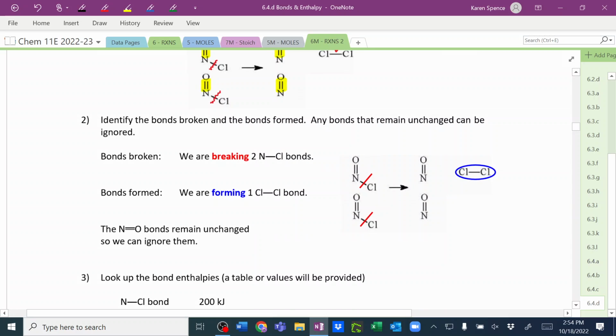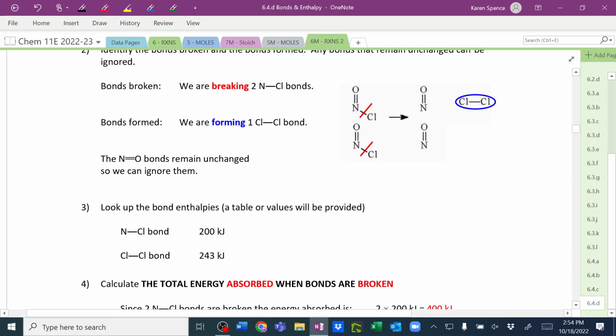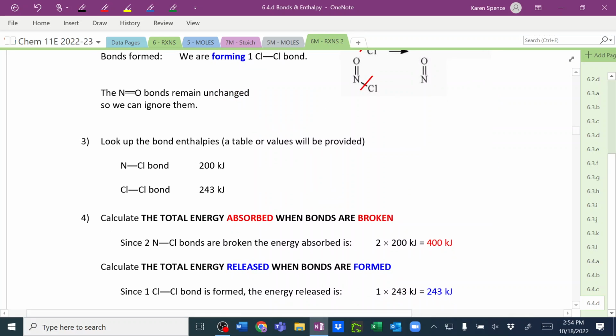There are tables of bond enthalpies. So you will be given a table of bond enthalpies. And you'll look on the table of bond enthalpies, and you will find that an NCl bond is 200 kilojoules. That's the energy contained in an NCl bond. A ClCl bond has 243 kilojoules.